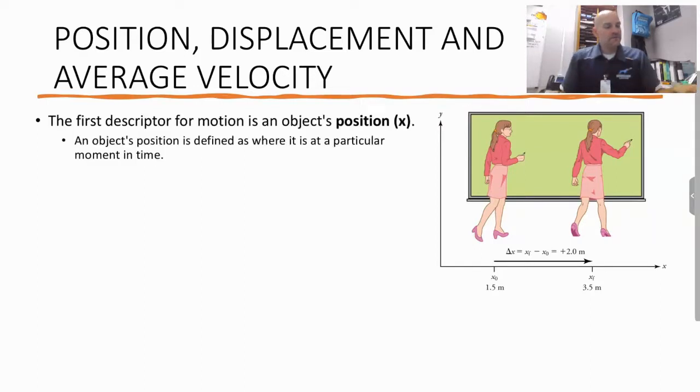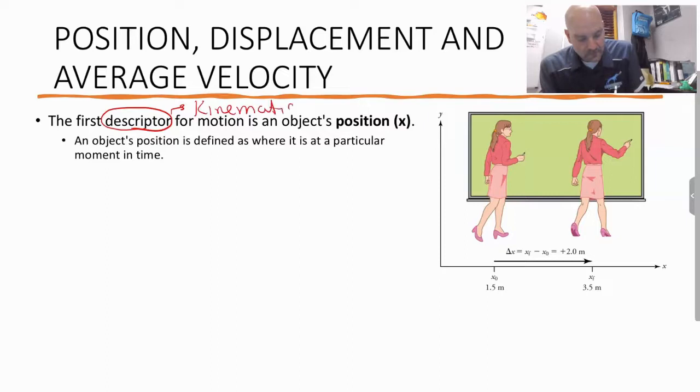All right. The first descriptor that we're going to focus on is position. So remember, kinematics doesn't necessarily go deep into why this is happening. It's just that it's happening, right? The object is moving, the object has been displaced, the object has an average velocity. The position of an object is defined as where it is at a particular moment in time.